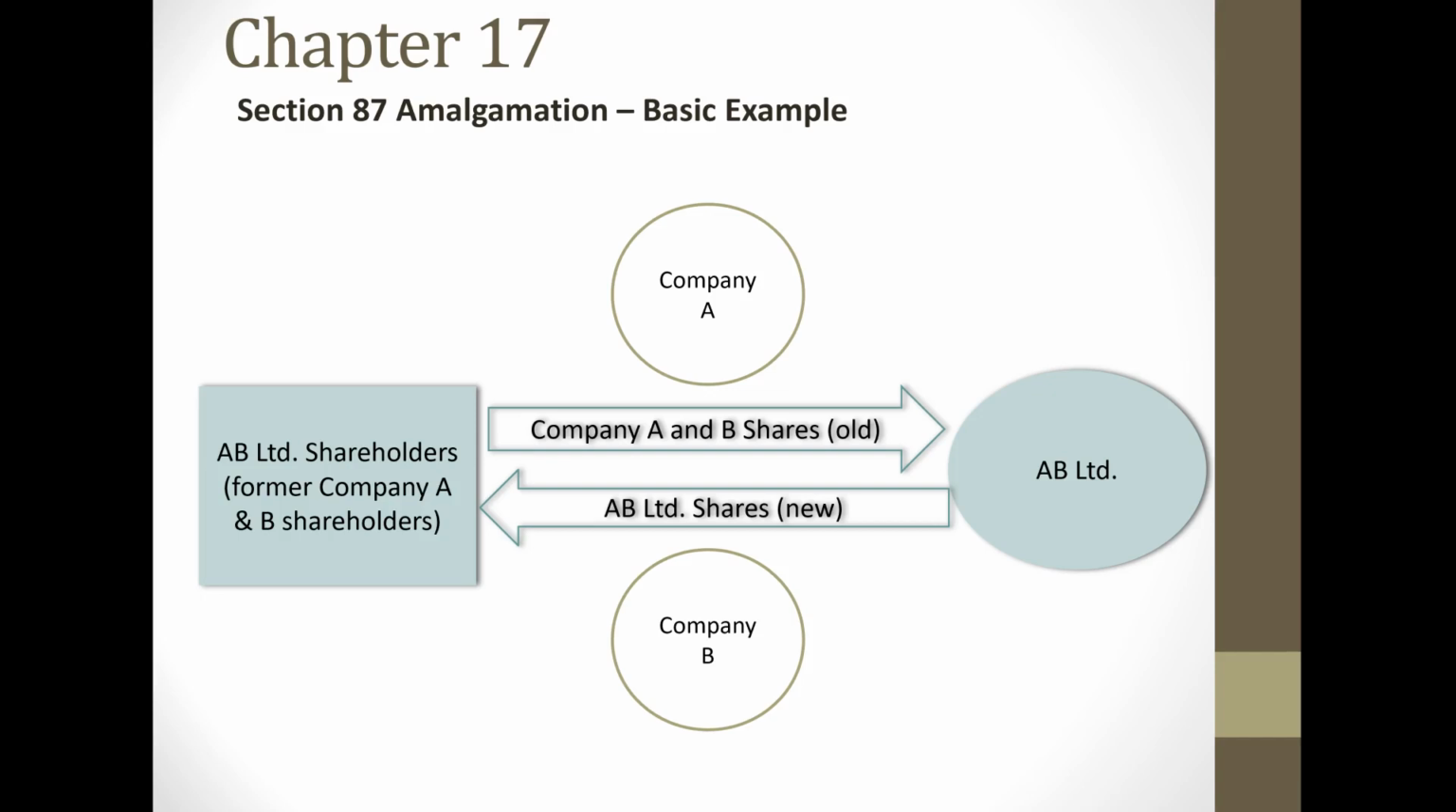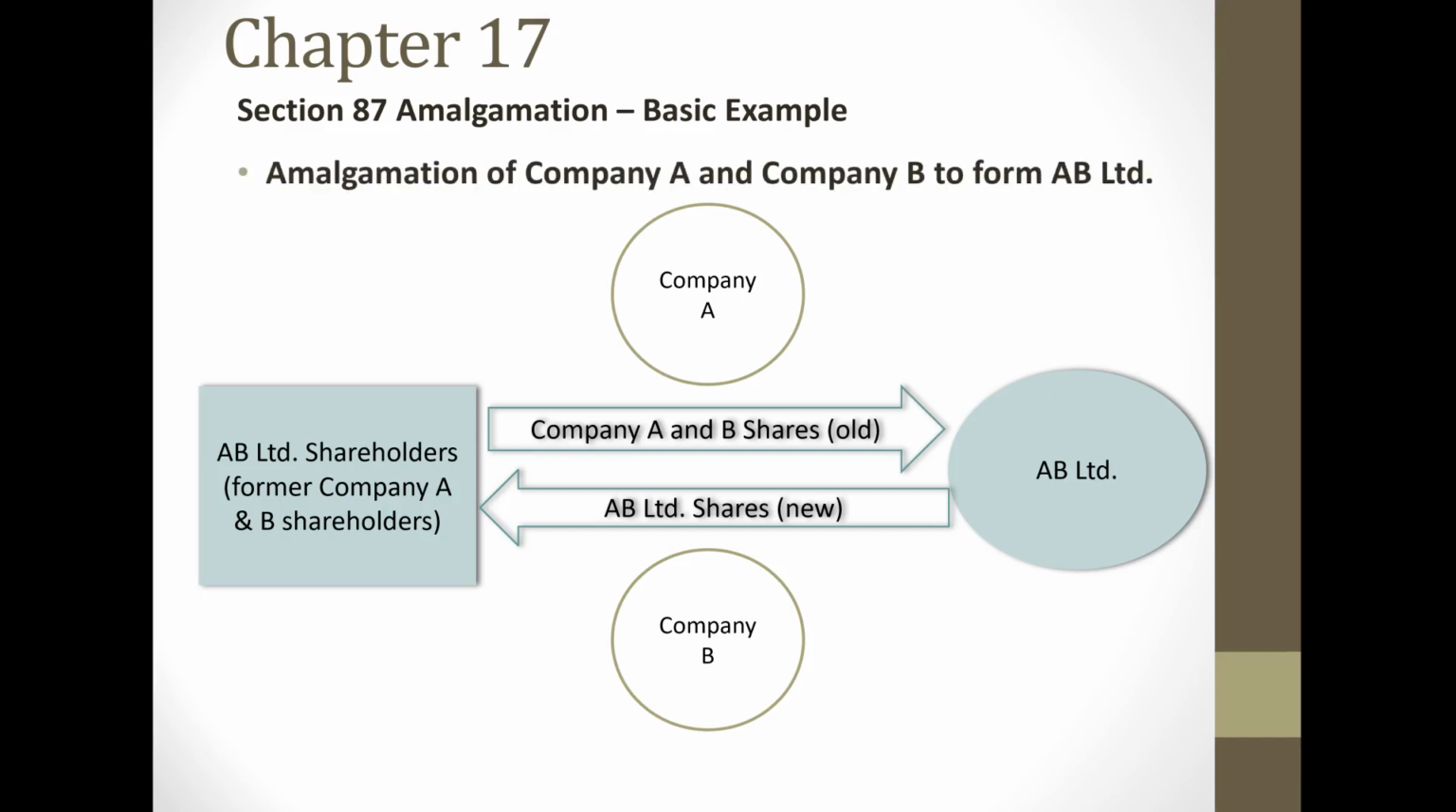Now, the shareholders, the former Company A and Company B shareholders, they're going to give up their Company A and B shares. Those are the old shares. They're going to give those up, and in return, they're going to get new shares in the newly amalgamated corporation, AB Limited. So this is a basic example of a Section 87 amalgamation. And once again, it's fairly straightforward. There's going to be no immediate tax consequences in this Section 87 amalgamation.